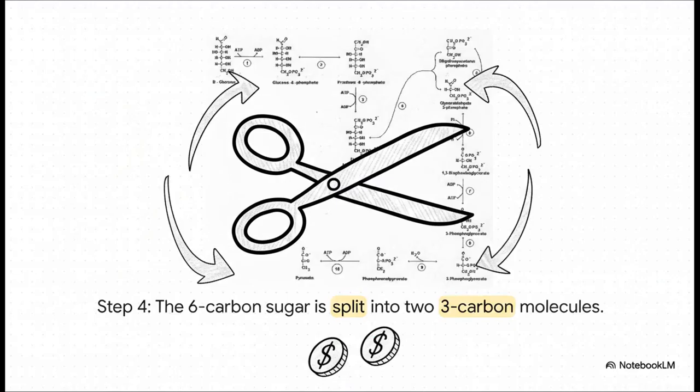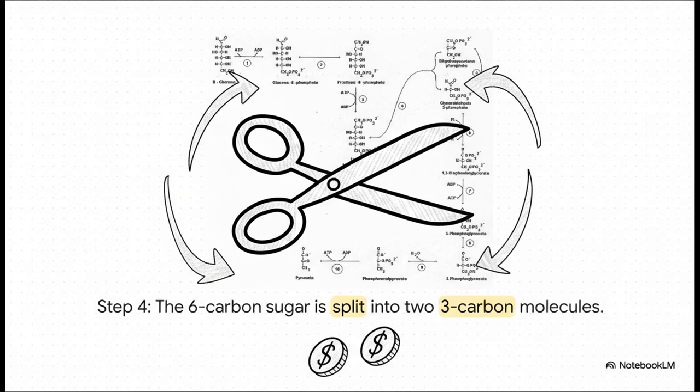So, the absolute game changer happens right about here, at step 4 on our roadmap. That 6-carbon sugar we've been working on, an enzyme called aldolase comes in and just splits it right down the middle. Bam! Now we have 2 separate 3-carbon molecules. So why is this such a huge deal? Well, it means that every single step from this point on happens twice.